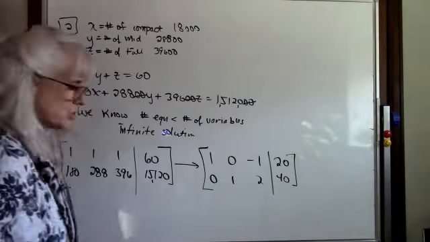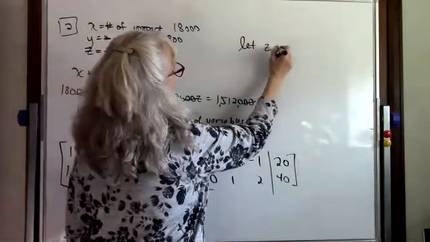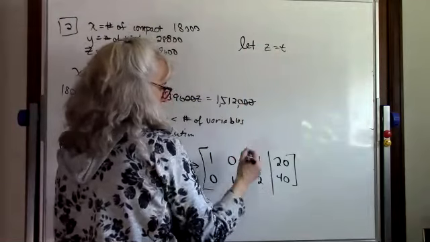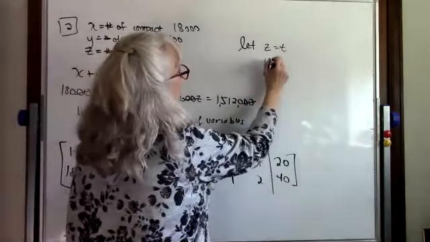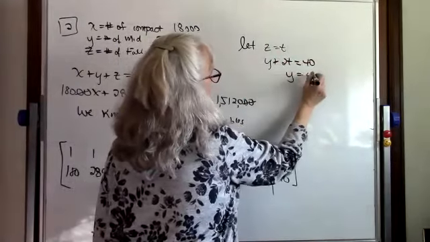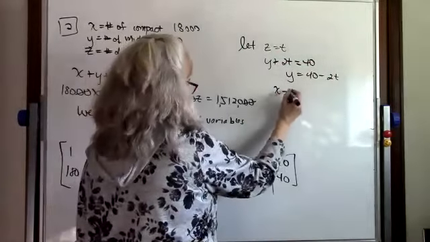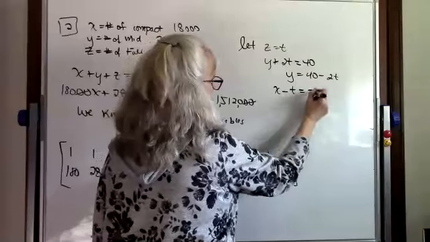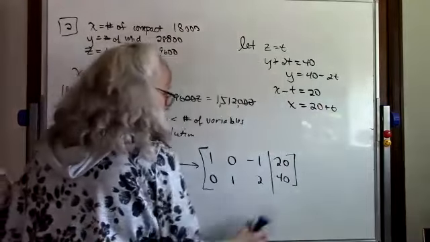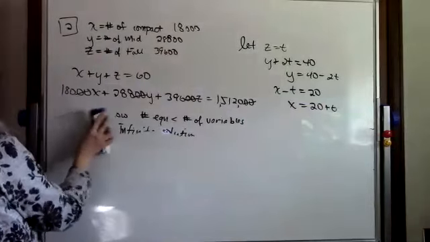So what is that as a solution? Well, we know if we come in and let Z equal T, because that's the last letter that we have in our alphabet, then from the bottom row, we would have Y plus 2T is equal to 40. So Y is 40 minus 2T. From the top row, we would have that X minus T is equal to 20, or that X is equal to 20 plus T. So we now have a formula that'll tell me how many cars to buy if I come in and pick a value for T.